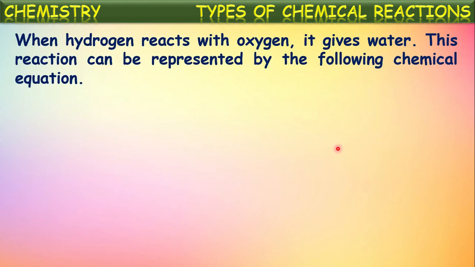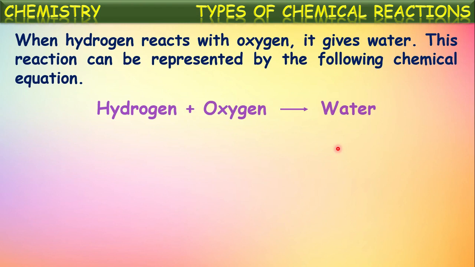For example, let us consider one reaction. When hydrogen reacts with oxygen, it gives water. This reaction can be represented by using this chemical equation: hydrogen plus oxygen reacting with each other to give or to yield water. This is called a chemical equation. But here we have written in words. Generally, chemical equations are written by using symbols and the formulae of the chemical substances participating and being formed.